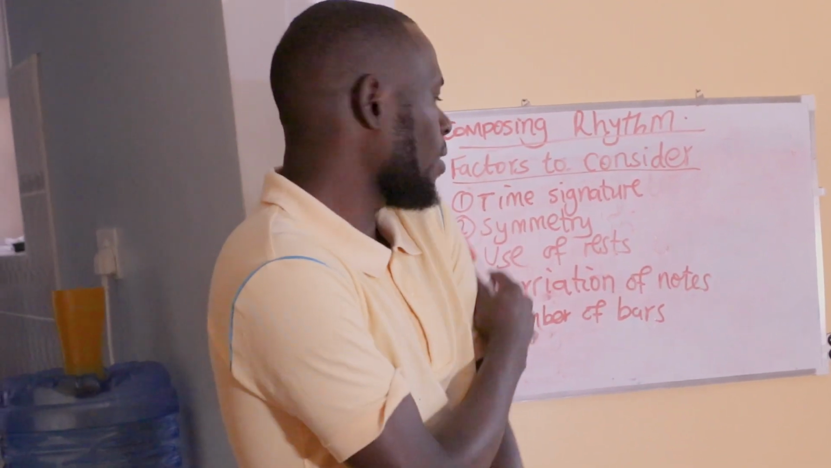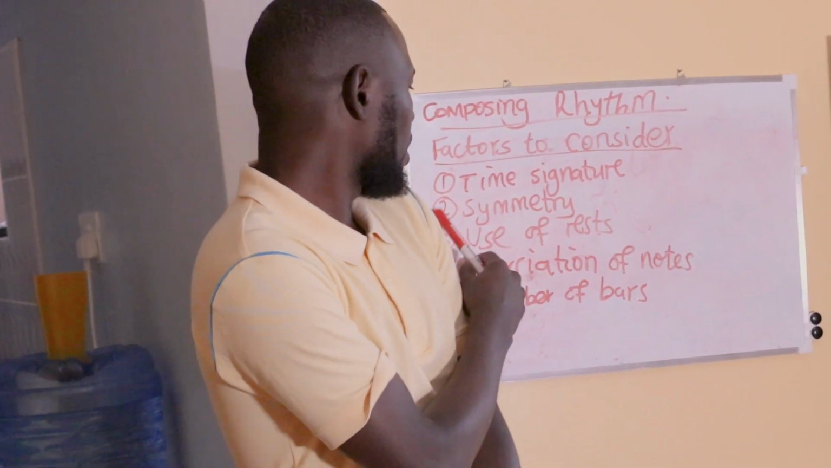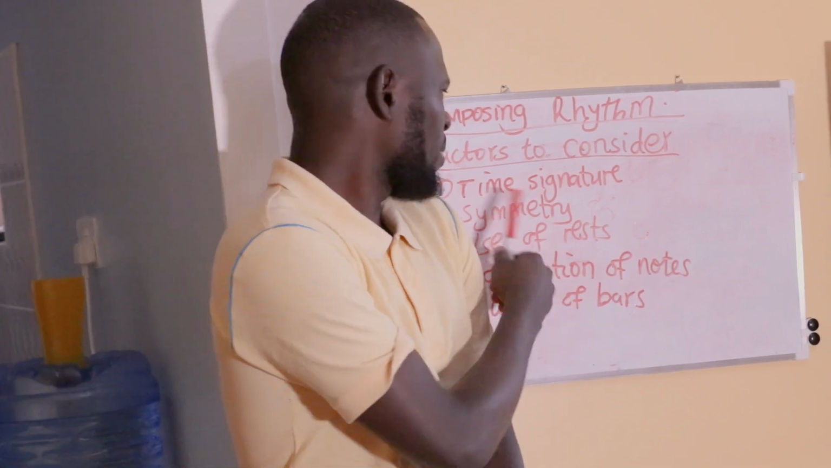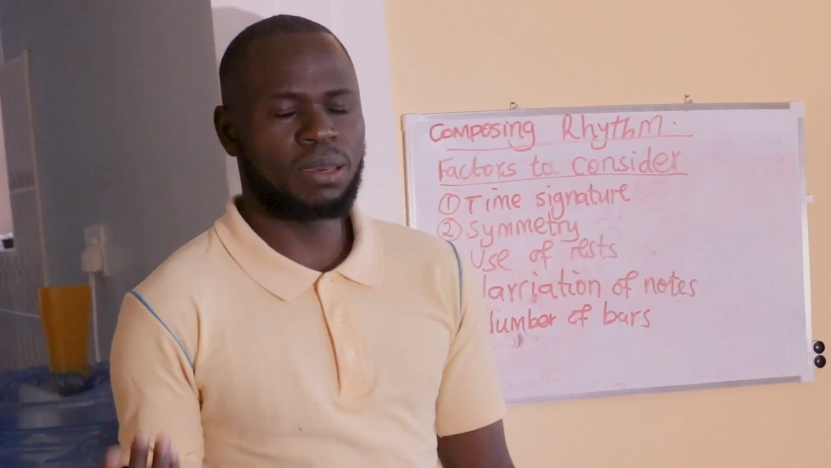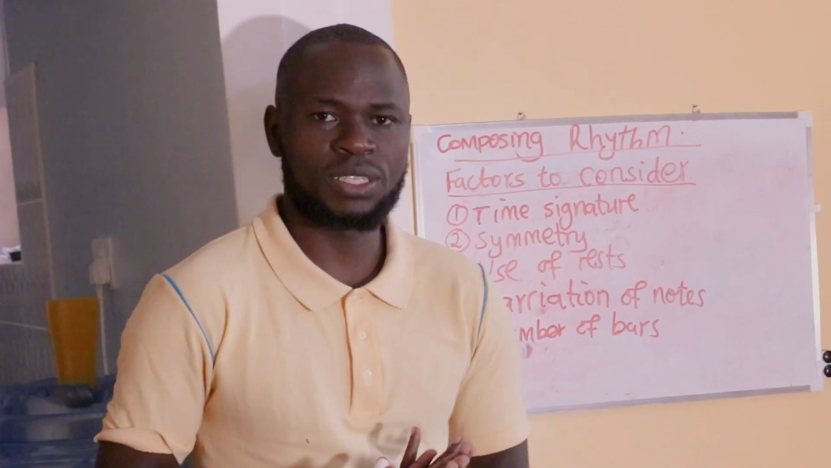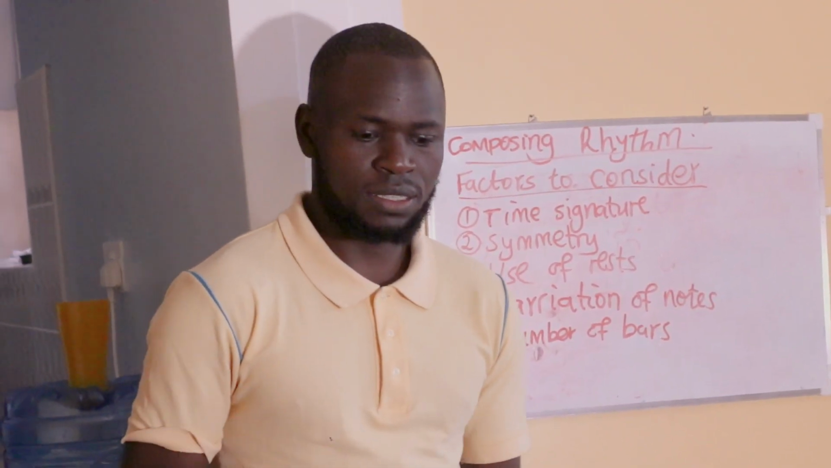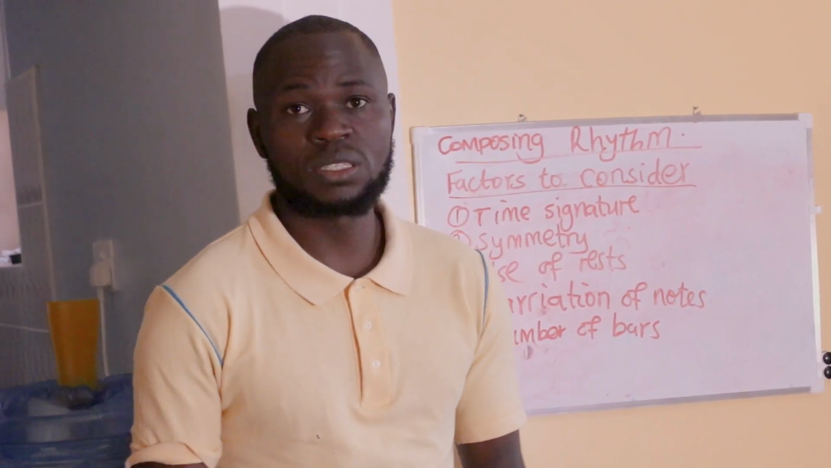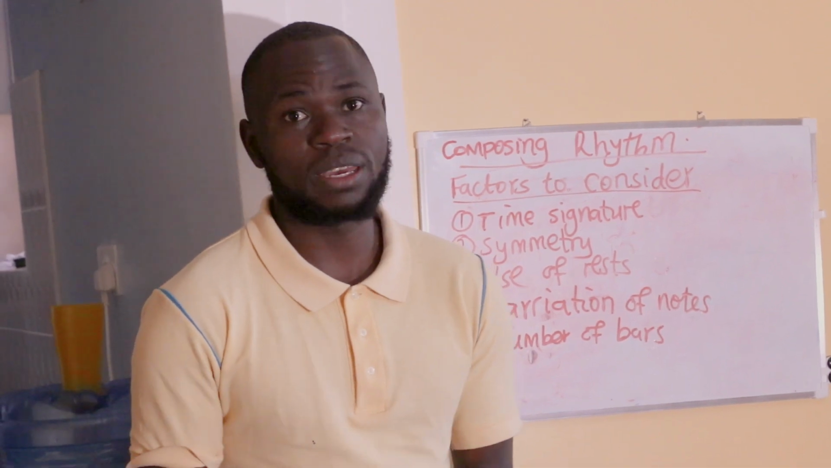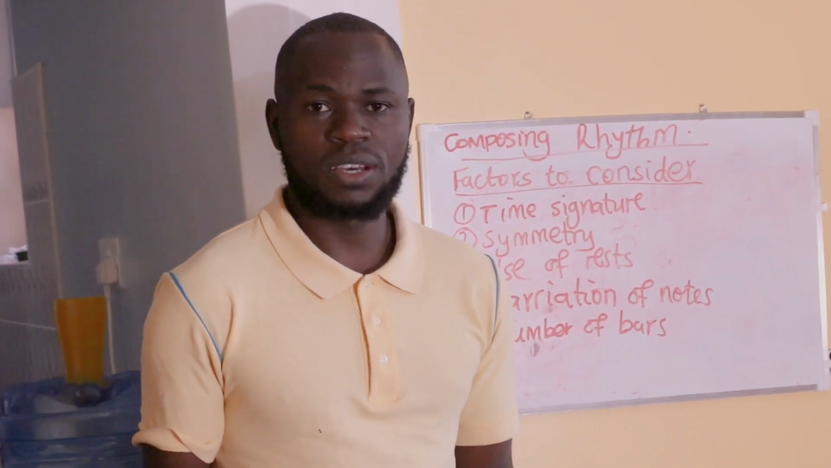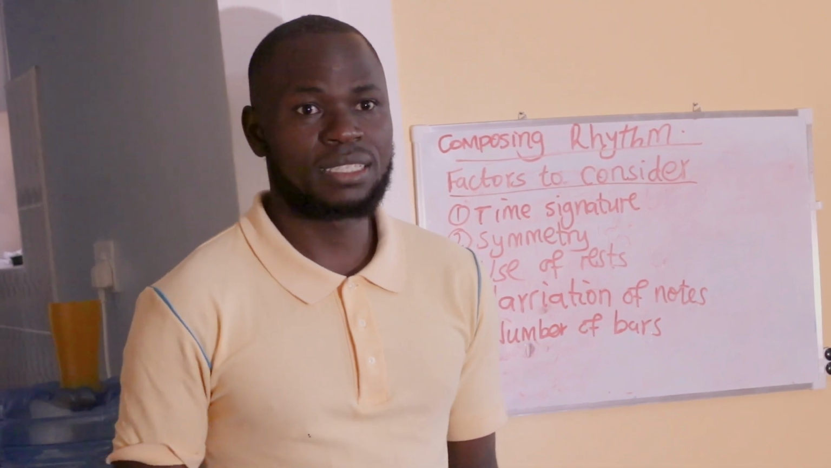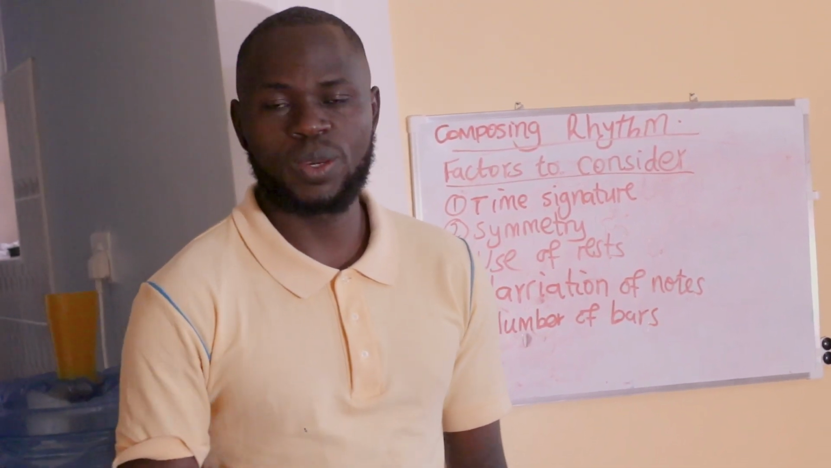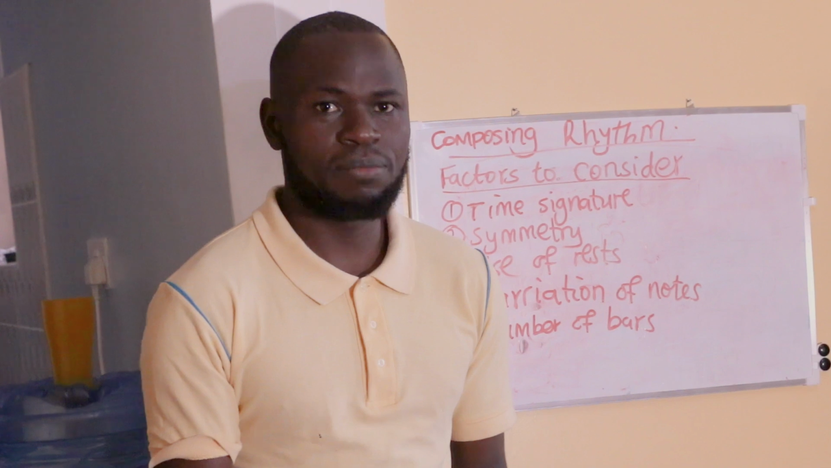Another factor we talk about is symmetry. But before I come to symmetry, let me just explain something about time signature for those who have totally forgotten about it. When we talk about time signature in grade 7 and 8, we are using simple time signature. We have several types of time signature, including triple time signature among others. But in our level, we talk about simple time signature.